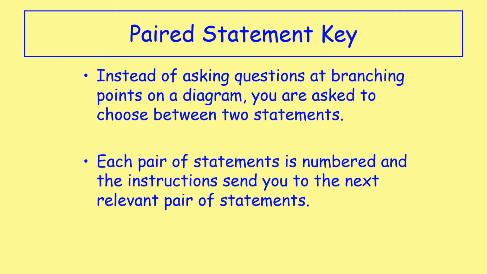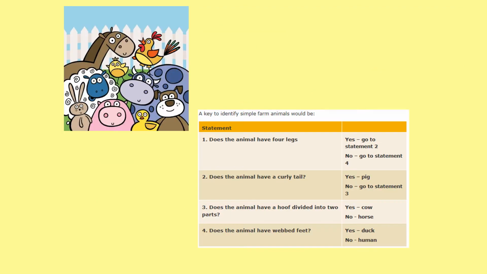Now what we're interested in is actually something that's called a paired statement key. Instead of asking questions at branching points, you're asked to choose between two statements. So each question has two statements, and after you've read the statement it will lead you to an instruction which will lead you to another question, and you just follow it through. So here's an example.